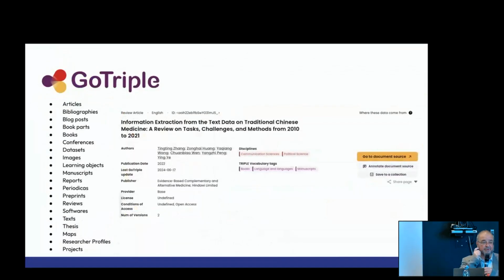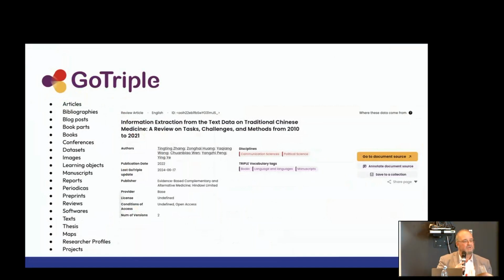And then there's GoTRIPLE, which is also going through a change in the Atrium project, right, Luca? So basically, it's becoming a real ontology. And so we have a lot of information like articles, bibliography, and different types of publications, blog posts, book parts, and so on.